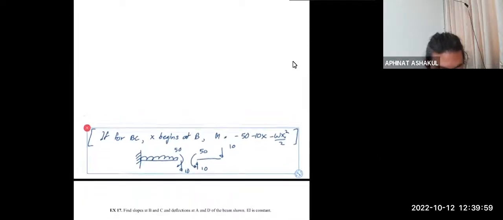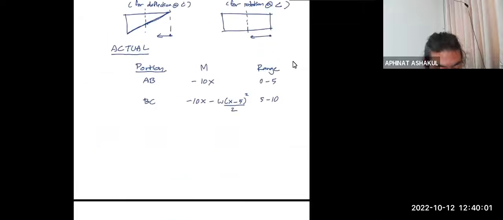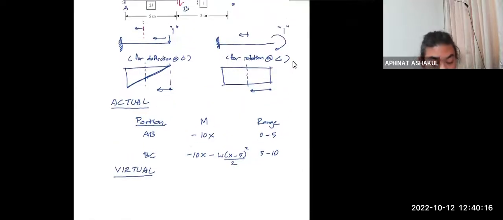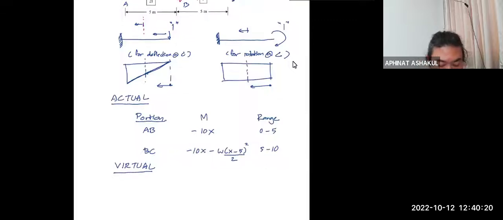Okay. So, virtual now. If I decide to keep my x at C, I would be rewarded by having easy equations for my virtual cases. So let's say I can say A, B, and B, C.